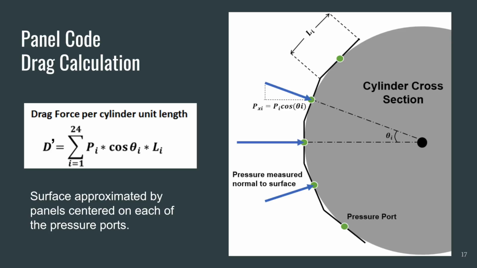To calculate the drag, the surface of the cylinder was approximated with panels tangent to each pressure port. The pressure measured times the length of each panel is the force on the local surface. The sum of these in the direction of the drag is the two-dimensional drag, or drag per unit length. However, there is some error associated with this due to the fact that the panels do not follow the surface exactly, and it does not capture friction drag at all.